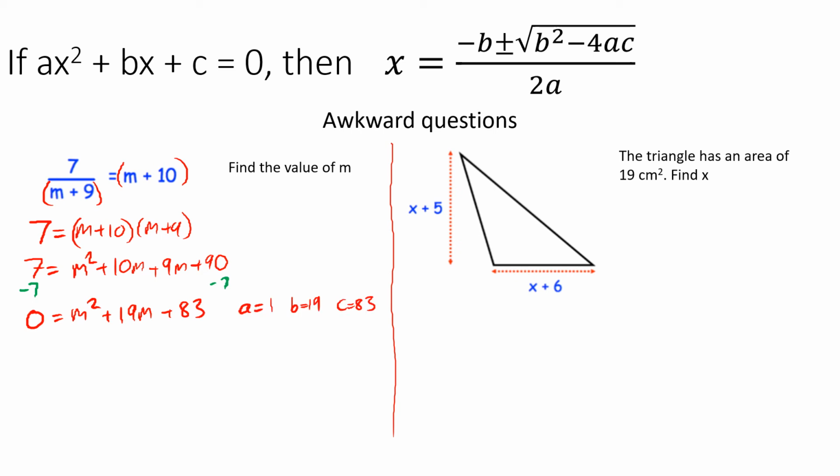And I'm not going to go through that whole process. You've seen me work through the quadratic formula enough at this stage. So I'll just tell you that the two answers you should end up with are minus 6.81 and minus 12.19 if you wanted to check that yourself.